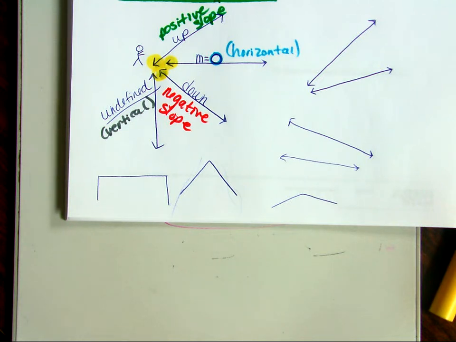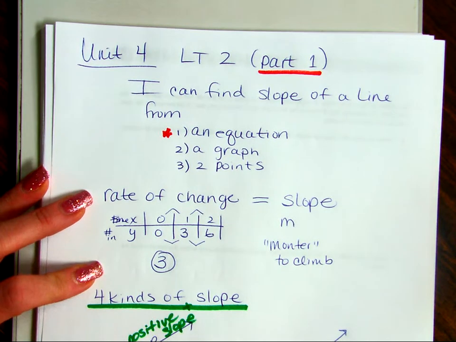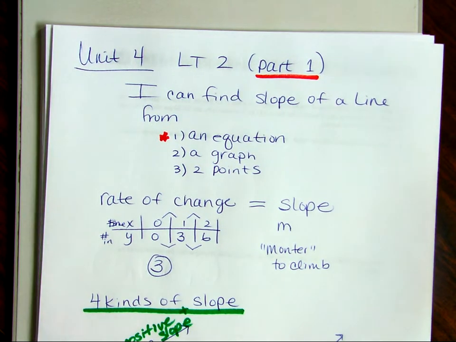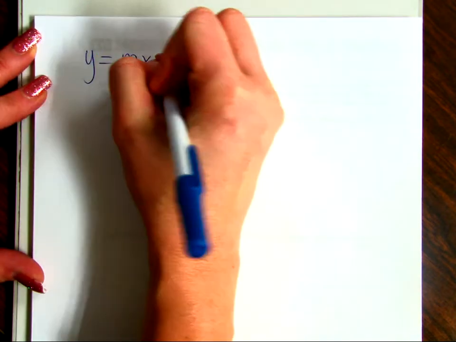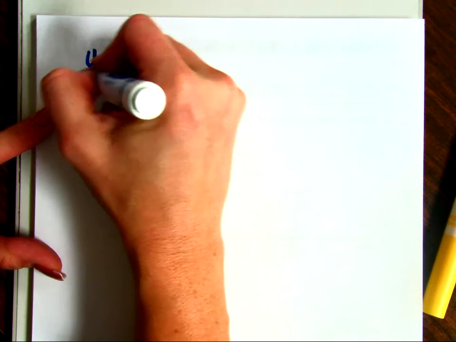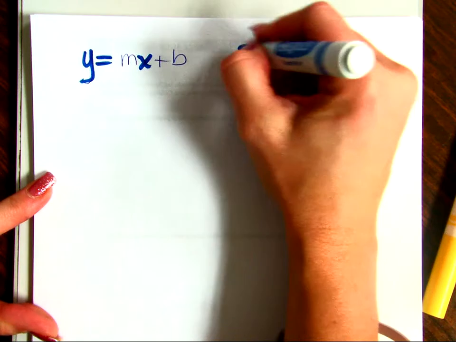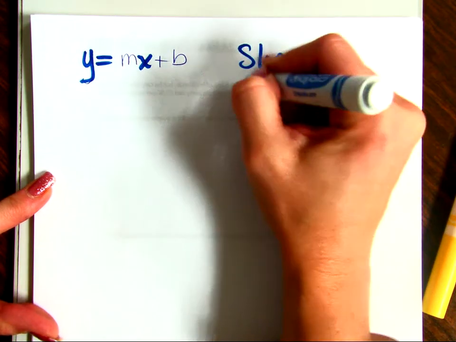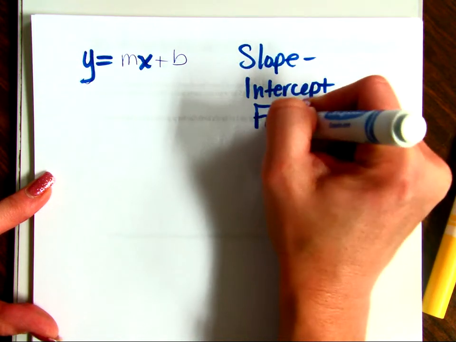So 4 kinds of slopes. So let's get to the first part, because that was all kind of a little introduction. So I want to know how to find the slope from an equation. And I may have showed you this yesterday. I want you to write y equals mx plus b. And then I want you to darken in the y and the x. Okay? Because that, in slope-intercept form, that doesn't go anywhere. Okay?